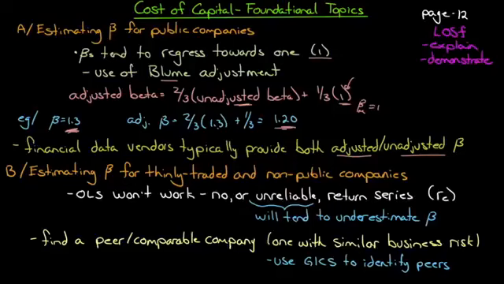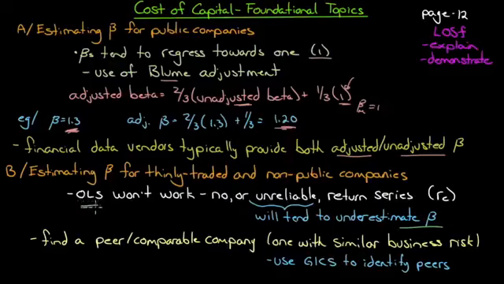Estimating beta for thinly traded and non-public companies. Well, non-public, I think you can see the problem. There's no return series. For thinly traded, what we're going to have is a series of stale prices. And if you have stale prices, it will understate volatility. And if you understate volatility, you will tend to underestimate beta, which would then underestimate the cost of equity.